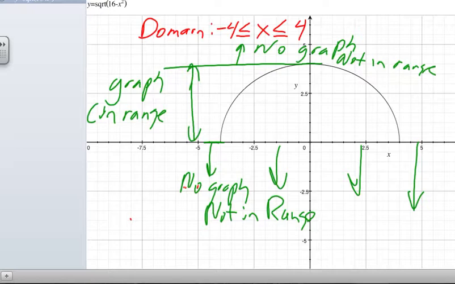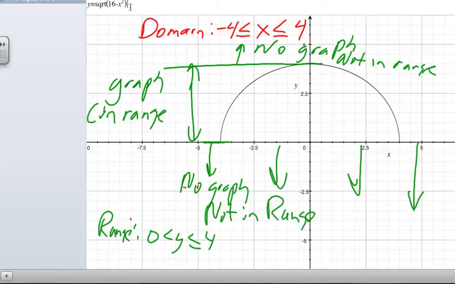Okay, so now we come and take a look, and for our range, we do the same kind of thing. The smallest y value I have is 0. It does touch it. The biggest y value I have is 4, and it touches it. So that's the range of this function. Look for where the graph is. You look for where the graph is not. Where the graph is not, it's not in range. Where the graph is, it is in range.